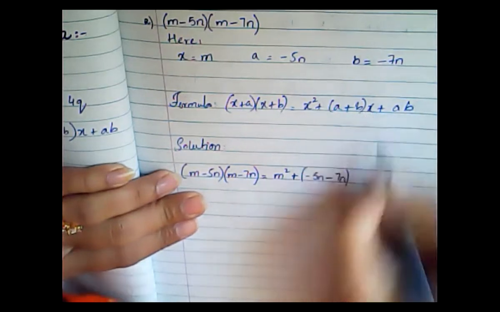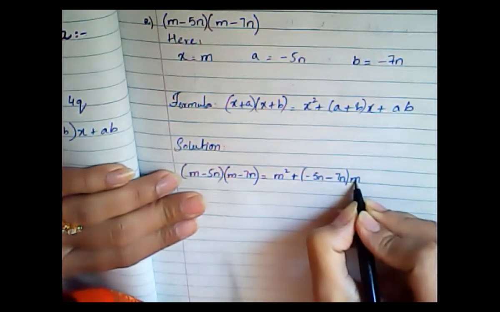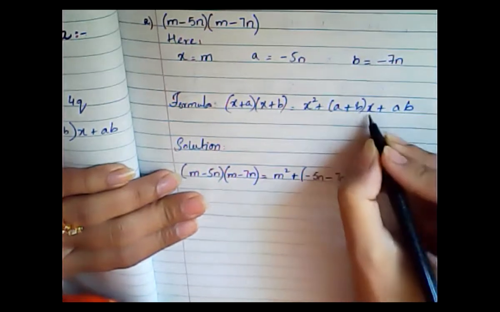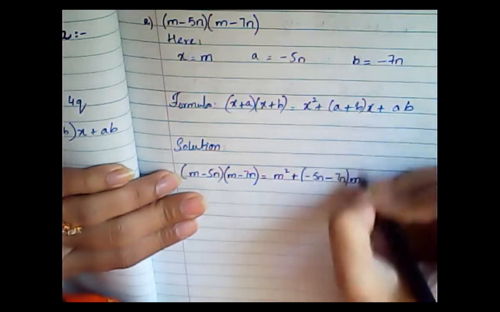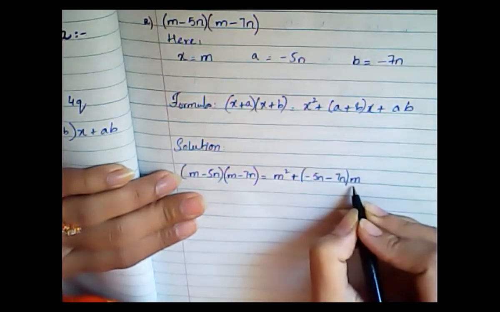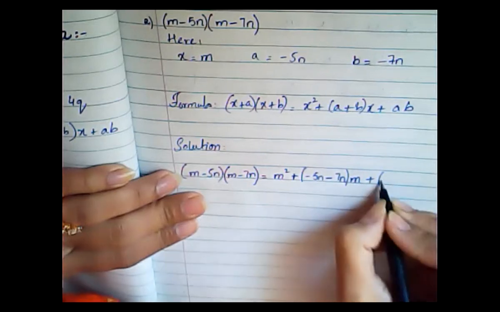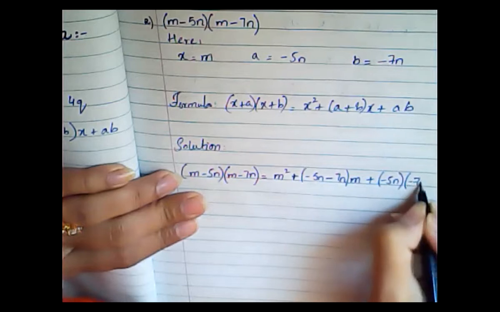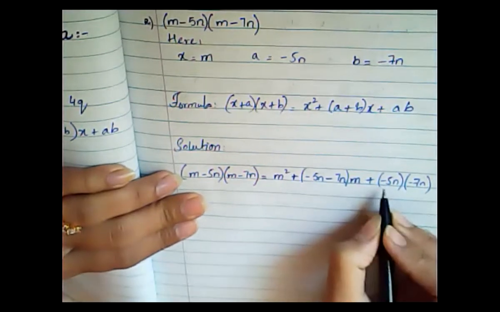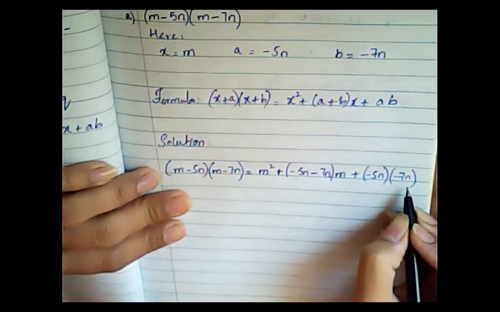Value of x is m. Again, I'm telling you, students, don't forget to write m over here. This is a common mistake, students used to write x over here. Don't write x over here when in the question the first term is m. You have to write m over here. Now plus sign, value of a is minus 5n, and value of b is minus 7n. Don't forget to put the values of a and b within the small bracket.